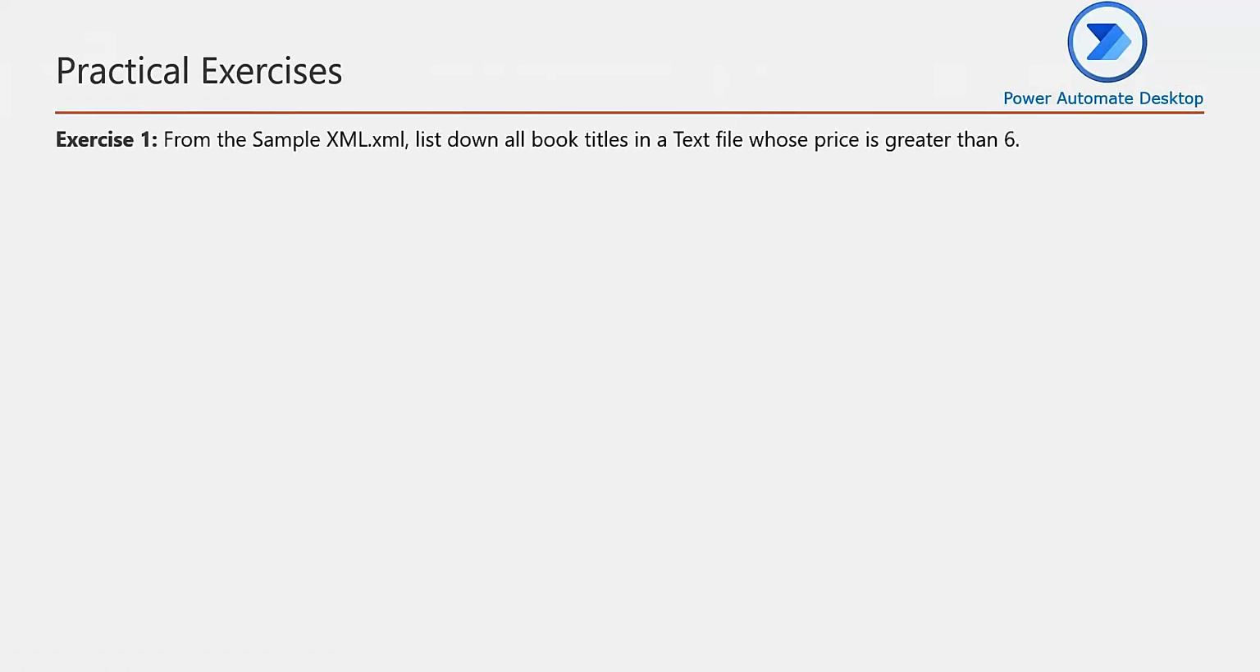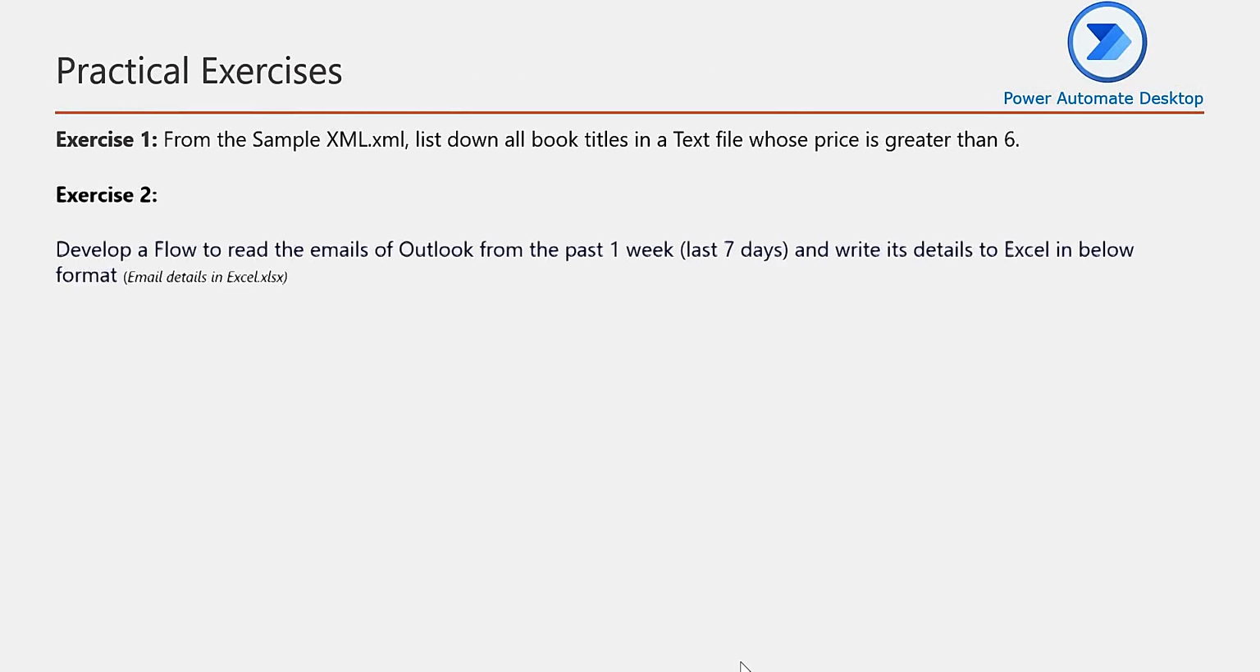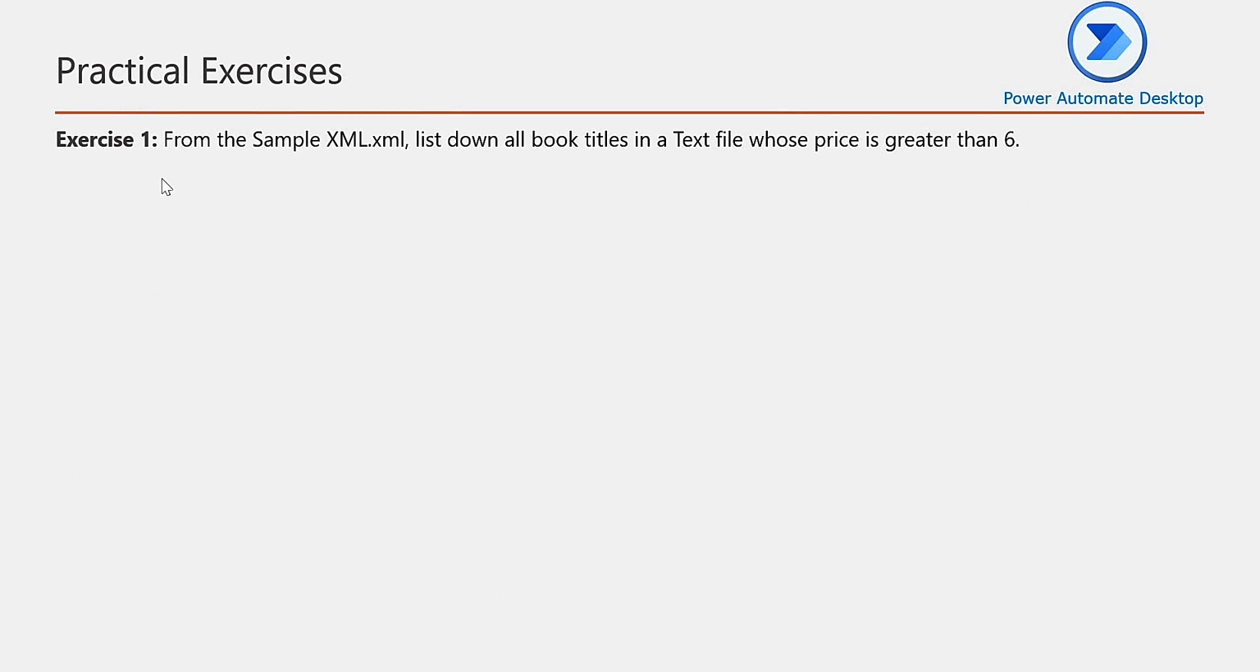There it is. So what's the first exercise? There is a sample XML.xml that we have used, the books one. From that you need to list down all the book titles in a text file whose price is greater than 6, meaning you have to find out all those books that have a price greater than 6.